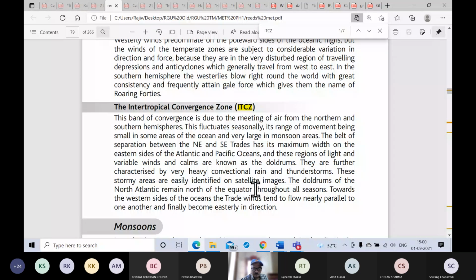The meeting of the air from northern and southern hemisphere and convergence gives rise to what is called the intertropical convergence zone, and this fluctuates seasonally. The range of movement depends. It could be in some areas small, in some areas very large. The belt of separation between them has its maximum width on the eastern side of the Atlantic, and on the other side it is lesser. That is why the bandwidth of this zone is varying, or is said to be varying.